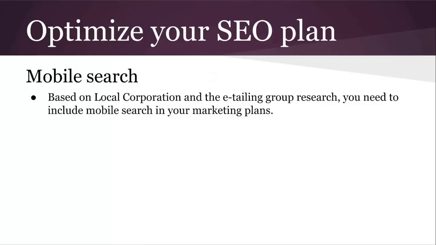Based on Local Corporation and the e-tailing group research, you just need to include mobile search in your marketing plans, especially local. A great way to do that, and a great way to help yourself rank locally, is citations. And what do I mean by that? You can make sure that your profile is listed on Yelp and Foursquare, and there are other local directories that people might want to get on to see where you're at. And if you have a bunch of local directories, let's say local city pages, or there's a bunch for the food industry, there's tons of them out there.